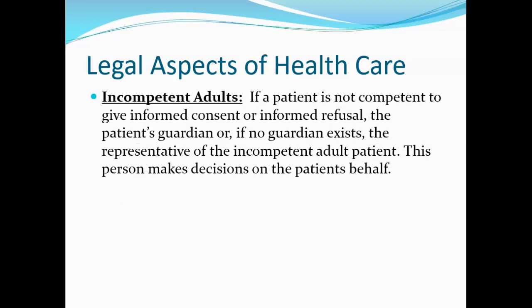Incompetent adults. If a patient is not competent to give informed consent or informed refusal, the patient's guardian, or if no guardian exists, the representative of the incompetent adult patient, makes decisions on the patient's behalf. This would be patients that come in who have given consent or a power of attorney to a sibling or a parent or a guardian to make the decisions for them as they feel they can no longer make these decisions on their own.